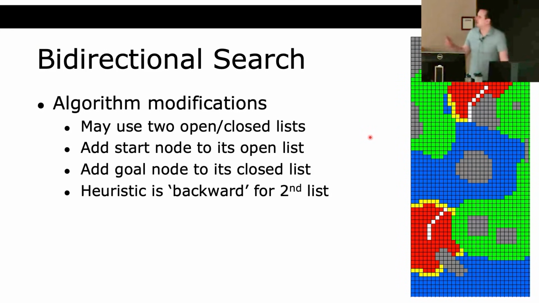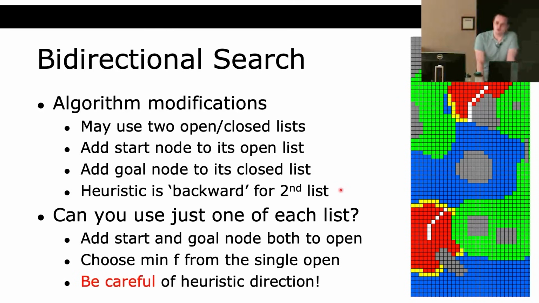You may have to make search modifications. So how do you implement bidirectional search? I'm leaving this a bit fuzzy to the grad students because I want you to do a little bit of independent thought. So you may use two open or closed lists. You add the start node to its open list, you add the goal node to its closed list. And just remember, it's a little bit tricky because the heuristic is backwards for the second open list. Because anything from that, you're now estimating the distance to the start rather than to the goal, right?